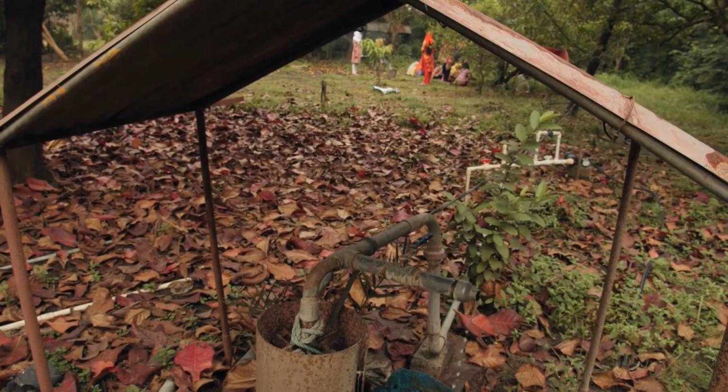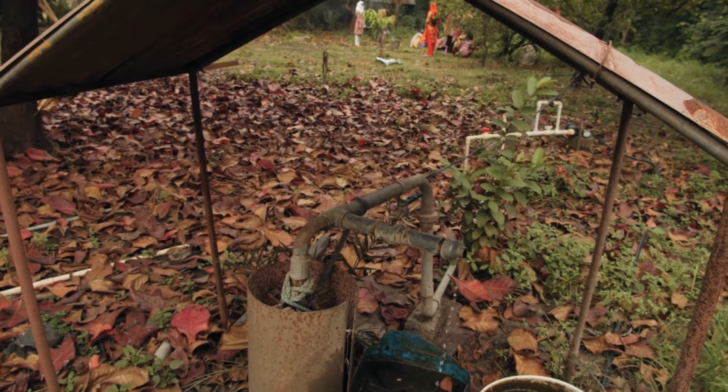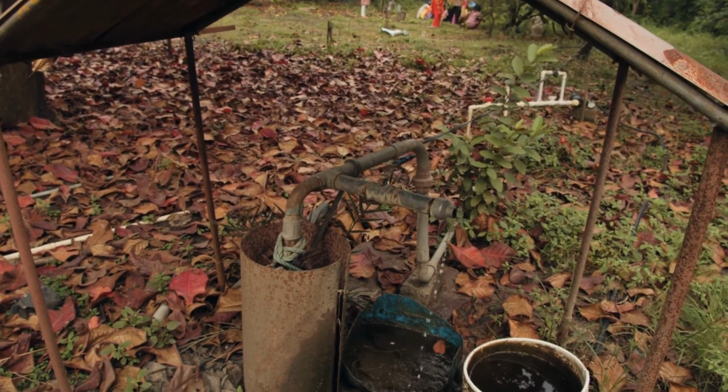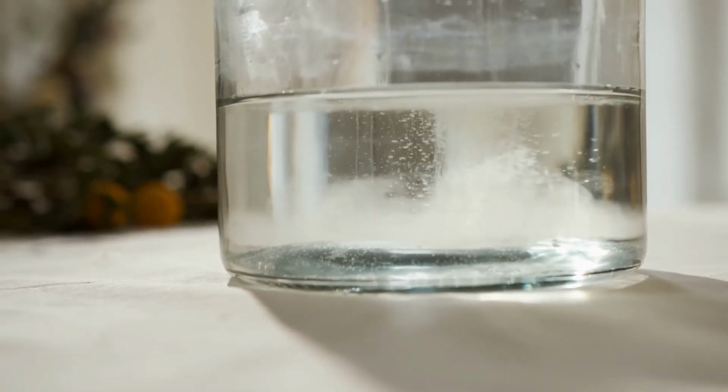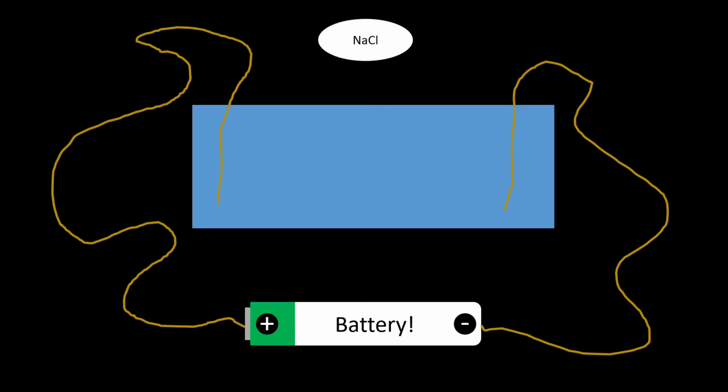For those who have tried well water or spring water that hasn't been treated, there are other ions naturally present in the groundwater, such as calcium carbonate. There are also likely dissolved salts, like sodium chloride, which we know is table salt.